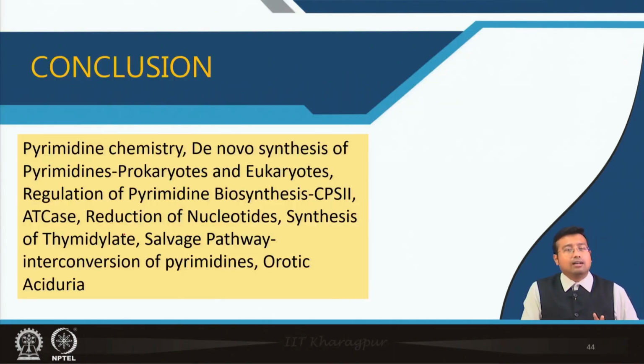So, this is the conclusion. We have discussed pyrimidine chemistry, we have discussed de novo synthesis of pyrimidine, we have discussed how it is synthesized in prokaryotes and eukaryotes, we have discussed how it is regulated, we have discussed how it is reduced by ribonucleotide reductase, we have discussed synthesis of thymidylate, the salvage pathway, and interconversion of pyrimidines, fine, pyrimidine catabolism, and the disorder of pyrimidine biosynthesis, that is orotic aciduria.